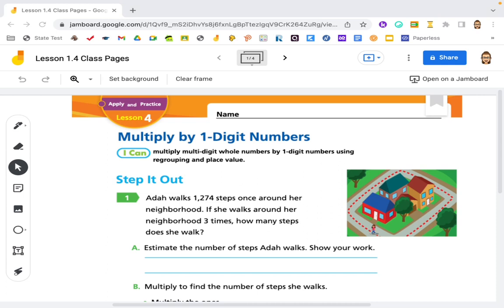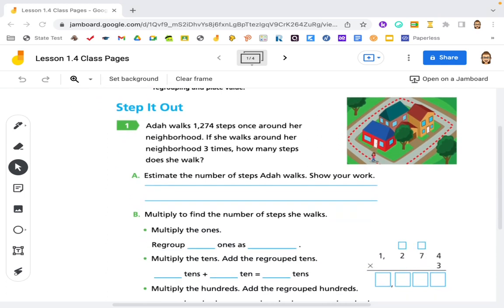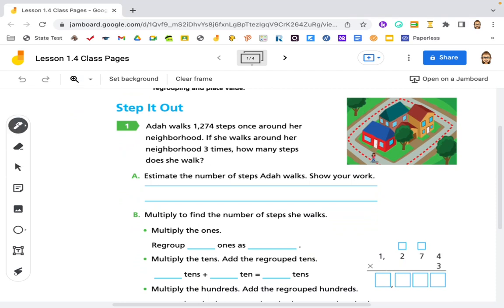1,274, I'm going to round it to the nearest 100. And so I'm going to use 1,300. And I'm going to multiply that by 3. And 13 times 3 is 39. And then I add the zeros, so 3,900 steps.